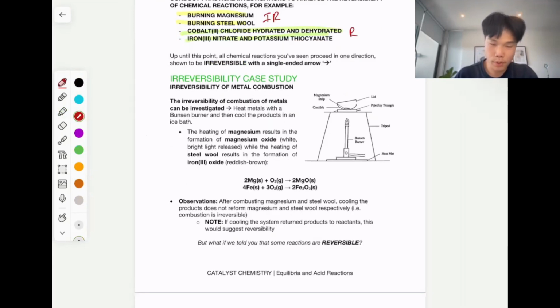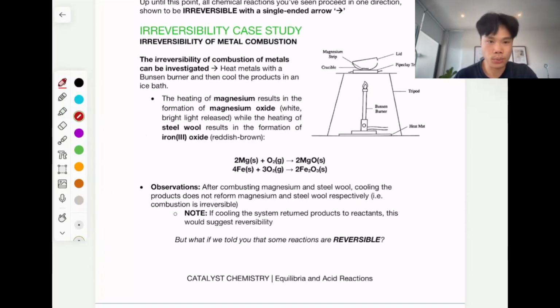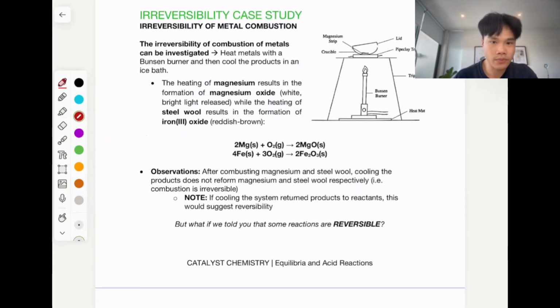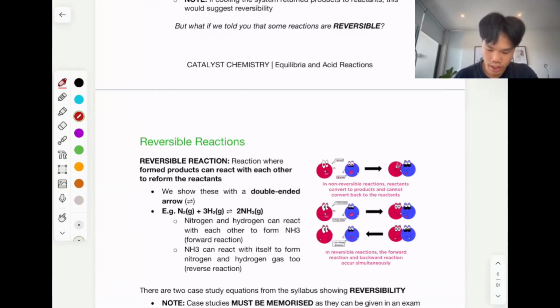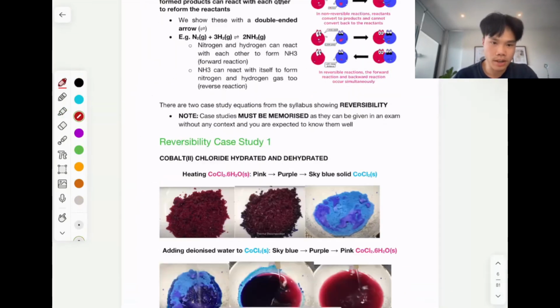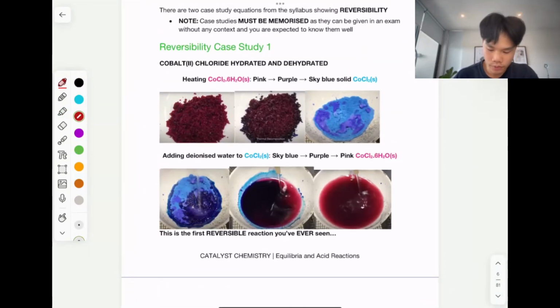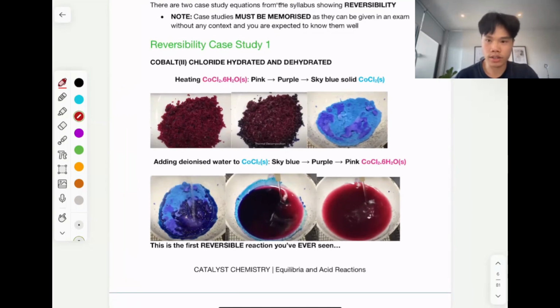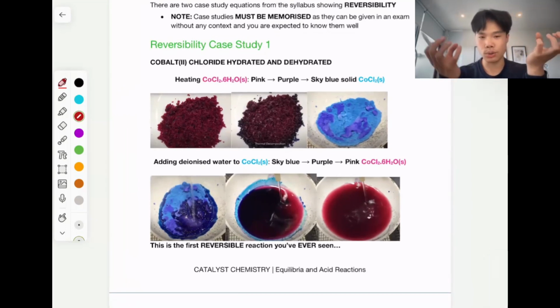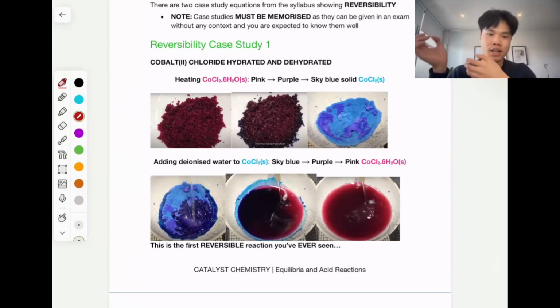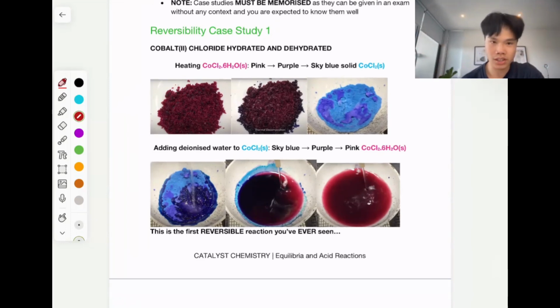The equations for metal combustion are here, and a short write-up of the prac is there. And then for reversible reactions, we know that they go forward and backward. The case study number 1 was the cobalt chloride hydrate and dehydrate, going from the pink solid to a light blue one by removing water. And the reverse of that is adding water back in and turning it back into the hydrated pink substance. So this is a case study you need.